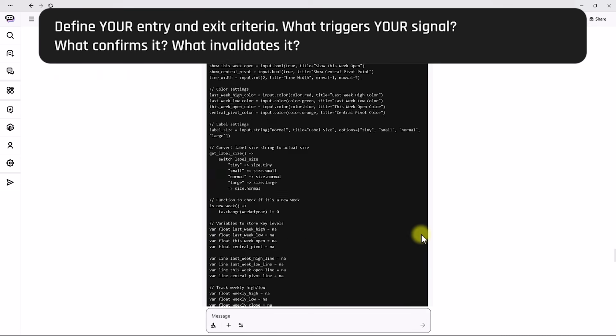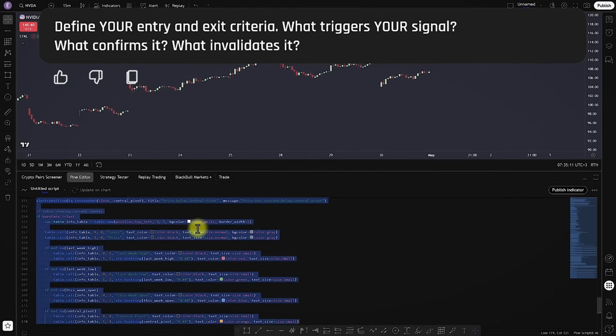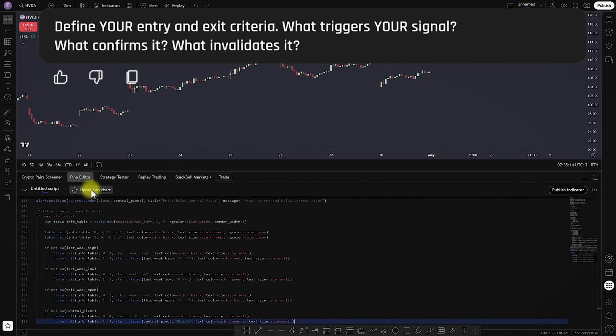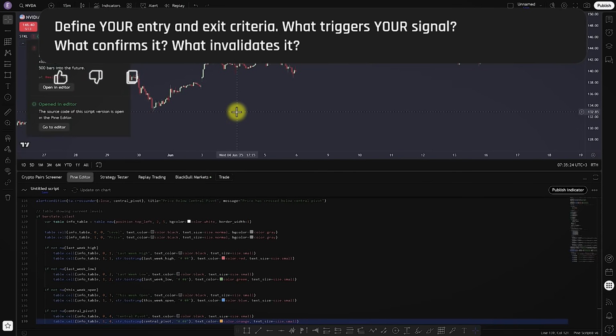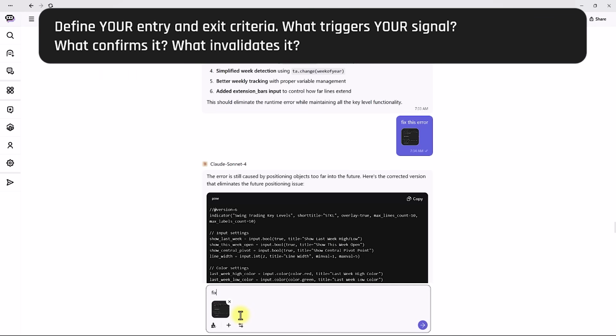Step 2. Define your entry and exit criteria. What triggers your signal? What confirms it? What invalidates it? Using our example, the trigger is new highs with low volume. Confirmation might be a bearish engulfing candle, and invalidation could be volume expanding above average.